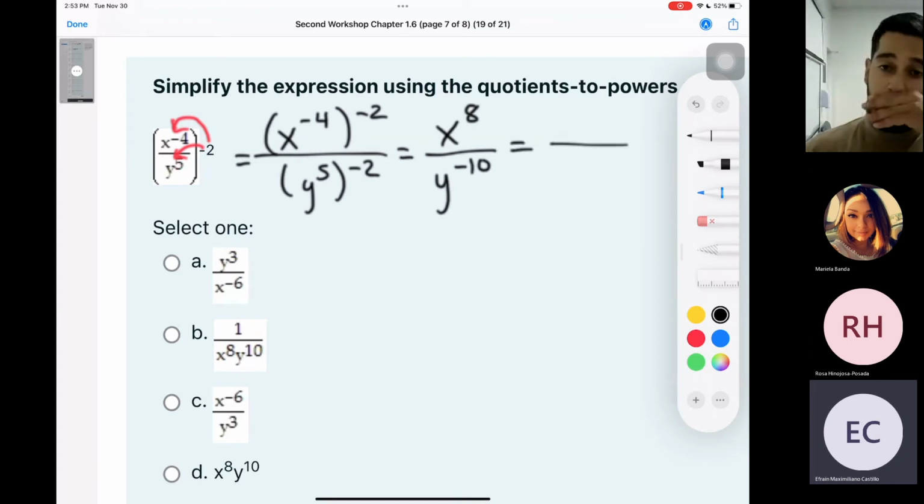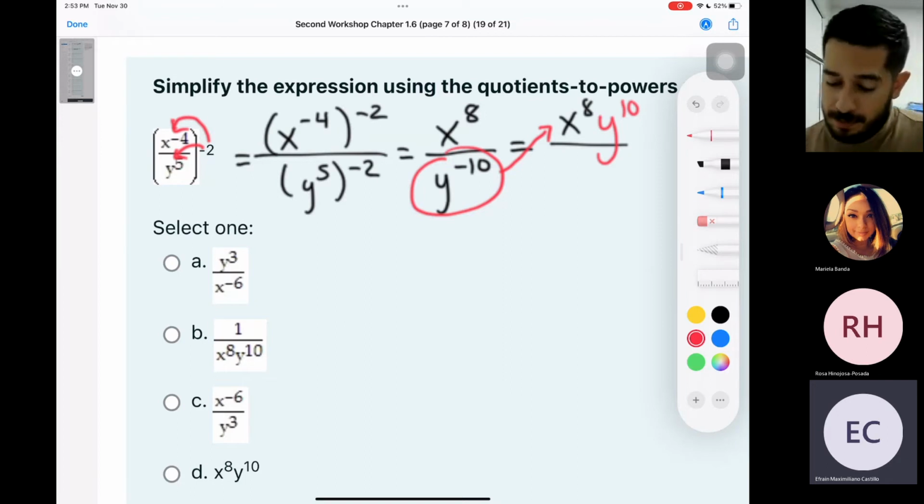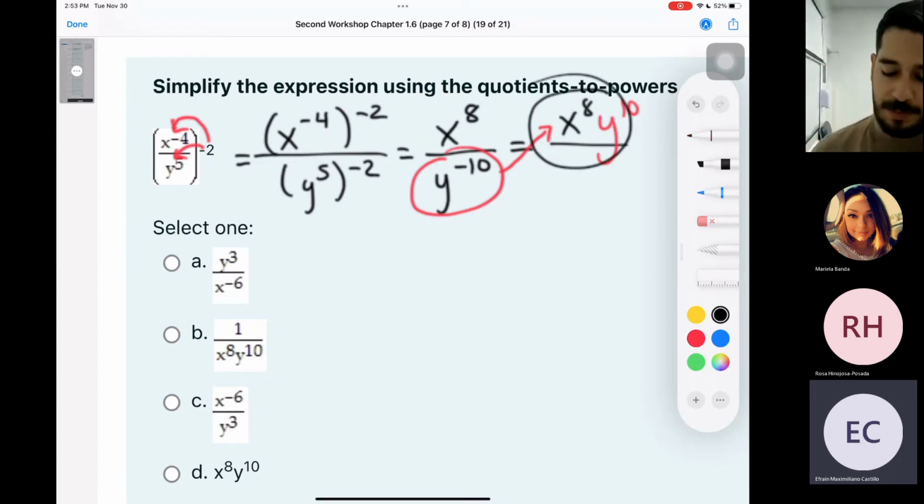Again, I have a negative exponent, which means I have to send that to the other side of the fraction. x to the power of 8 stays. y to the power of negative 10 now becomes a positive 10. Change in side of the fraction means change the sign of the exponent. So this should be my answer.